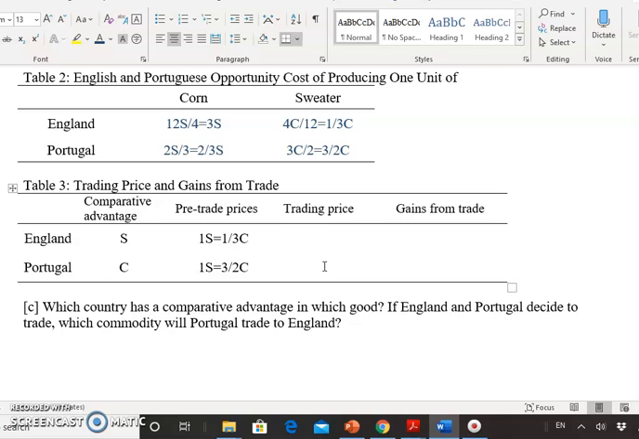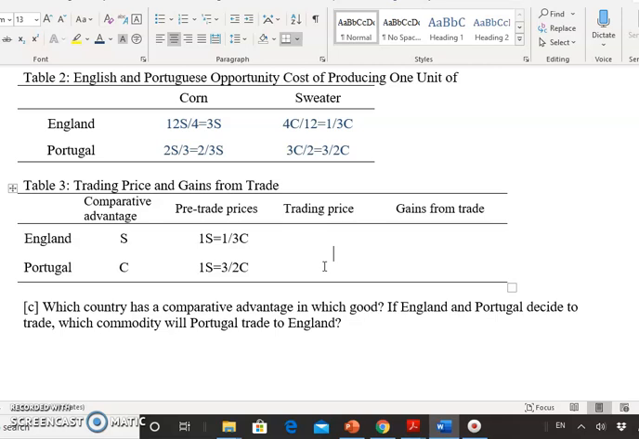So when in England we find a higher amount of corn supplied, the price tends to go down, right? And when we ship the corn out of Portugal, the quantity supplied of corn would go down, so the price will go up. Okay, and eventually we find that the corn price in England started going down, and the corn price in Portugal started going up.